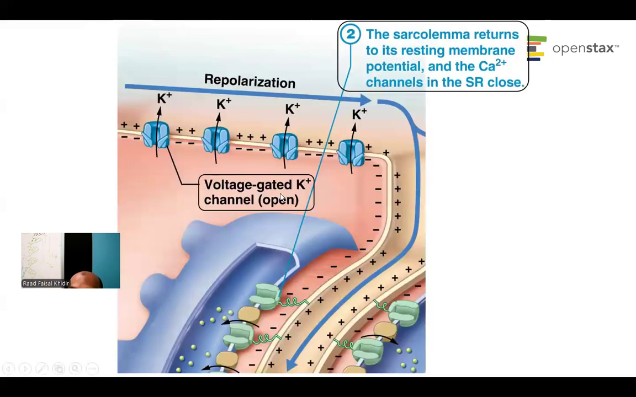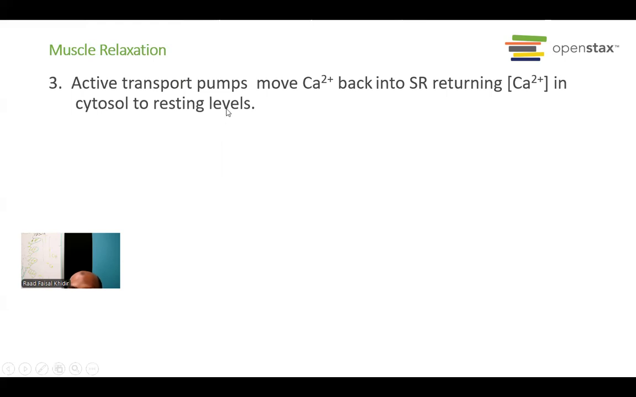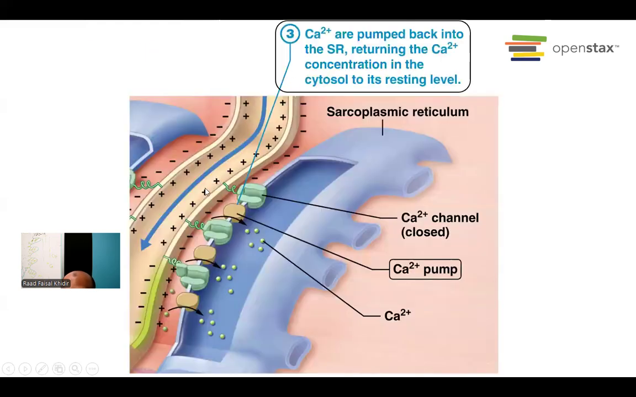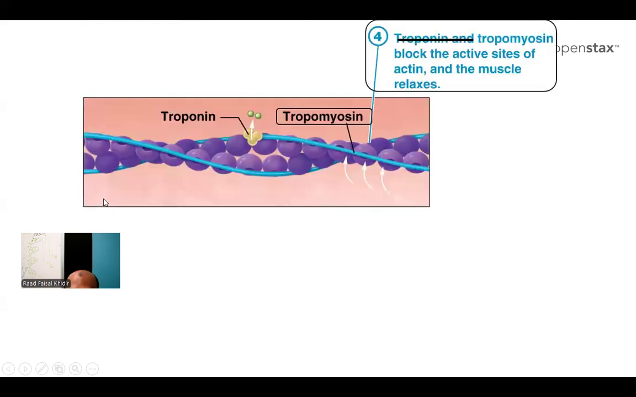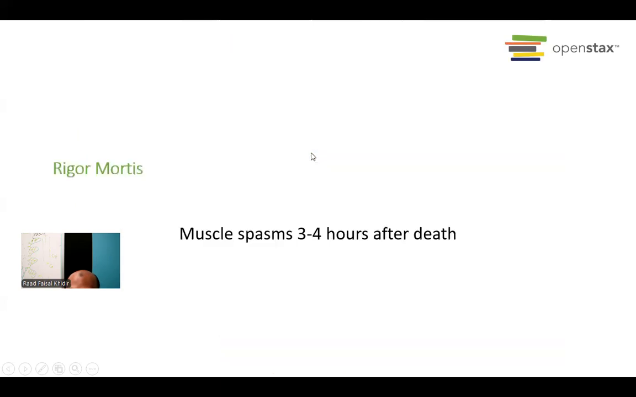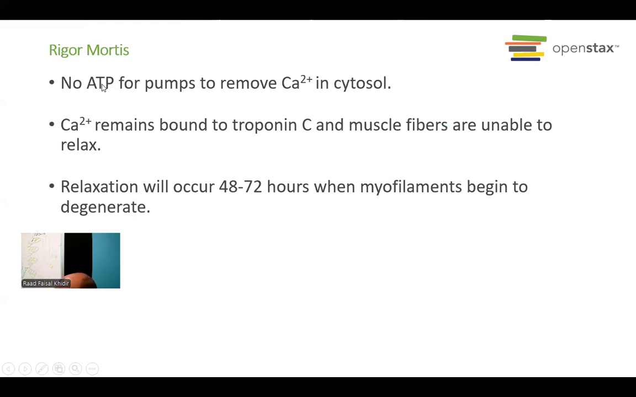In muscle relaxation, the sarcolemma returns to the resting membrane potential, and the sodium channels would close. The voltage-gated potassium channels would open to drive the action potential toward the resting membrane potential. The active transport pumps move the calcium back into the sarcoplasmic reticulum, returning calcium in the cytosol to resting levels. Tropomyosin blocks the active sites, and calcium dissociates from troponin C, causing troponin to return to the original state, dragging tropomyosin back. Rigor mortis is the muscle spasm 3 to 4 hours after death, because there is no ATP for the relaxation.